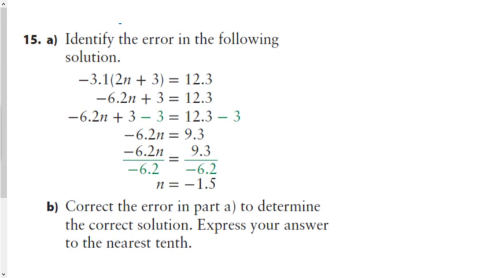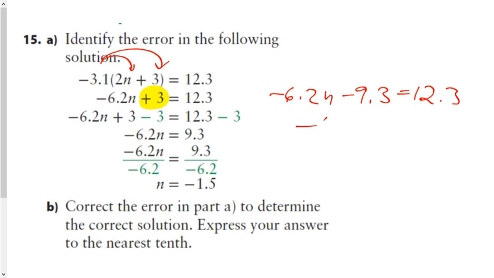Our last question, 15, says identify the error. So let's see what this person did. So they first expanded, it appears, by distributive property. Uh-oh. You see it right away? Where did they go wrong? They didn't expand fully. They didn't multiply 3 by negative 3.1. They just multiplied 2. And that's where they made the mistake. So if you corrected their error, this next line should be 6.2n minus 9.3 equals 12.3.